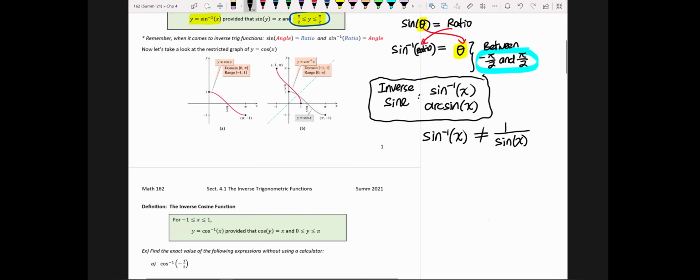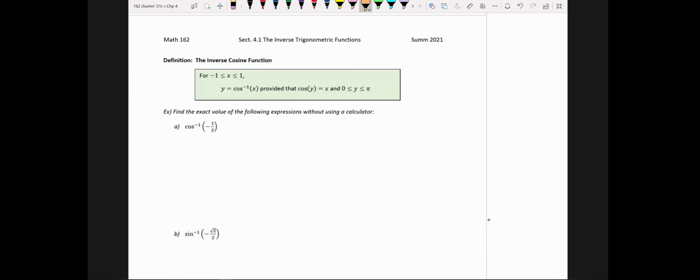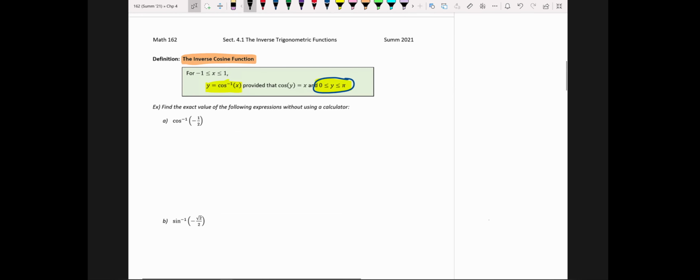Okay, for inverse cosine, inverse cosine is going to be restricted to be between 0 and pi. So we have cosine of theta is equal to a ratio. That could be x over r or adjacent over hypotenuse. The inverse trig function, the inputs and outputs switch. So theta comes outside and the ratio goes inside.